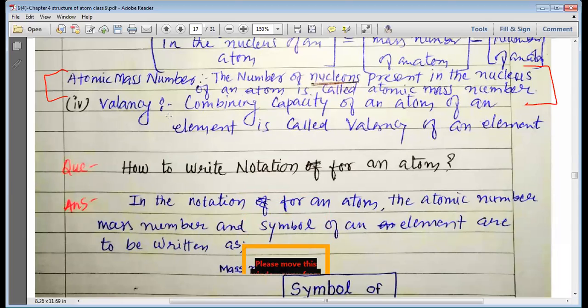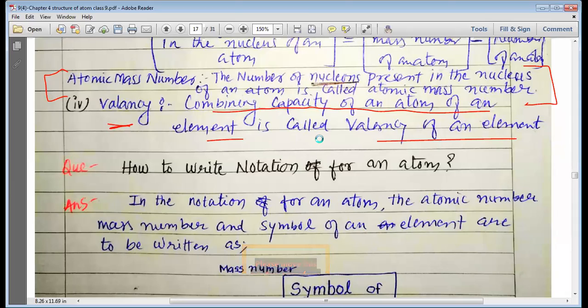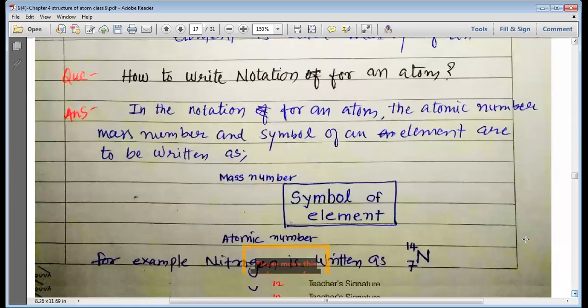Now, my dear students, we want to study about the valency. Combining capacity of an atom of an element is called its valency. Please remember that combining capacity of an atom of an element is called valency. You can simply remember that valency is nothing but combining capacity.